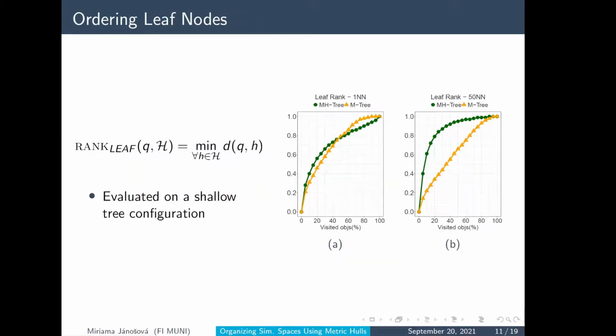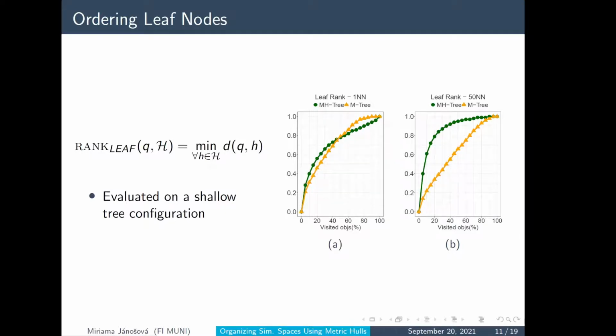We analyze the way of ordering leaf nodes by comparing their halves to the query object. The most encouraging ranking uses only the distance between the query and the closest half object. We evaluate the ranking on a shallow tree configuration that is composed of only a root node that directly references all the leaf nodes. The graphs on the slide provide a comparison between the recall of MH3 and M3 for a varying number of visited objects in 1NN and 50NN queries.